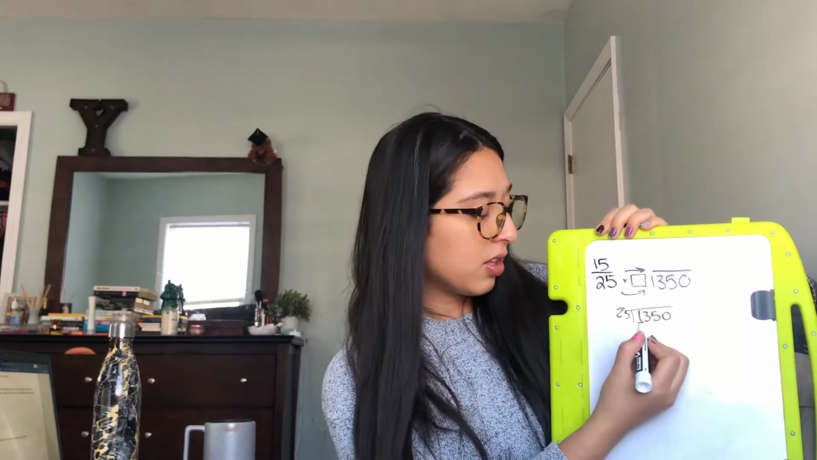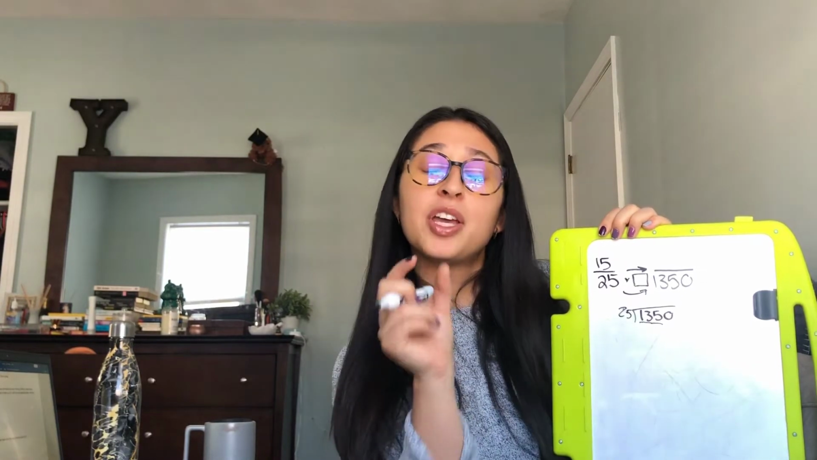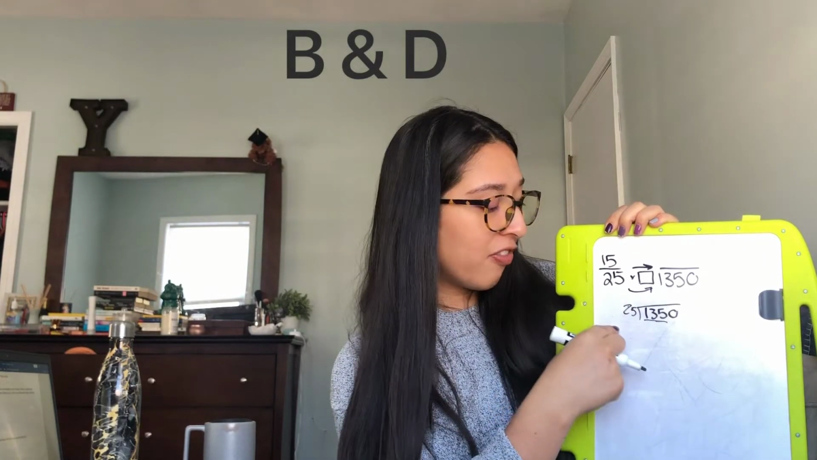I can start by dividing. So how many times does 25 go into 1,350? Let's start with 1, too small, 13, too small, 135, yeah, 25 definitely goes into 135. And because 25 is a really easy number to work with, think about quarters. How many quarters can fit into $1.35?